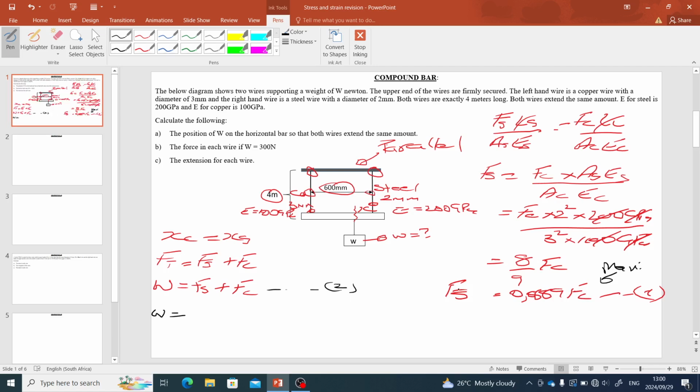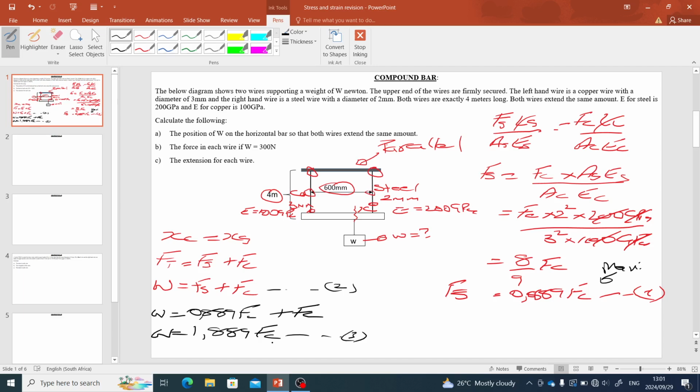We then substitute Fs into this formula. Our Fs is 0.889 Fc, so it will be 0.889 Fc plus Fc. Then we get our answer here as 1.889 Fc. Our W equals 1.889 Fc. Then we can make this the third formula.